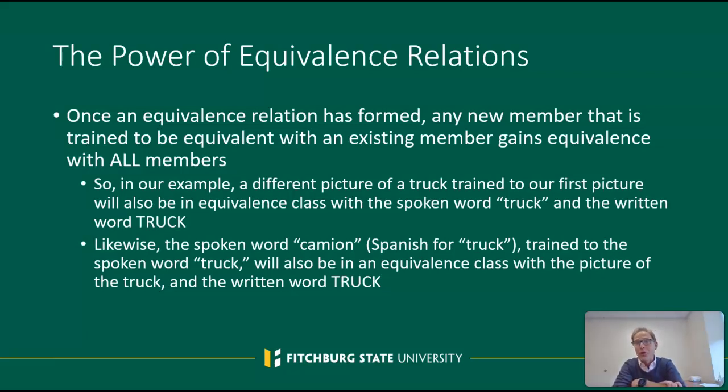So now if I take a truck that looks a little bit different, our picture was a line drawing of a box truck, but now I can take a line drawing of a pickup truck or an actual picture of a truck, or an 18-wheeler. And if I just teach that to any one of the members, the written word or the spoken word, then the equivalence relations to all of the other members just emerge without prior training. And the bigger that equivalence class becomes, the more learning automatically emerges without prior training.